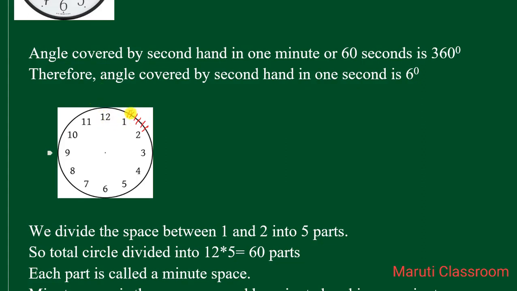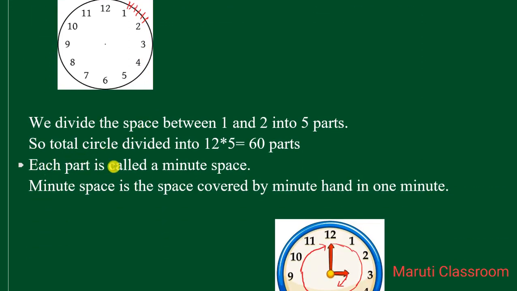Now I divided the space between 1 and 2 into 5 parts. Similarly, we can divide space between 2 and 3 into 5 parts, 3 and 4 into 5 parts. Earlier, we divided the circle into 12 parts. Again, each part is further divided into 5 parts. So, totally 12 into 5, 60 parts. So, circle is divided into 60 parts. Each part is called a minute space. Minute space means space covered by minute hand in 1 minute.